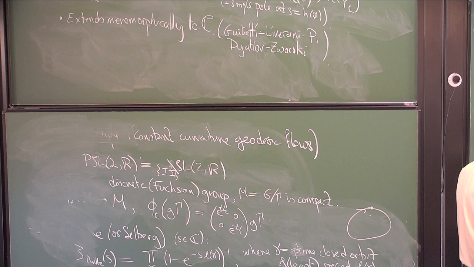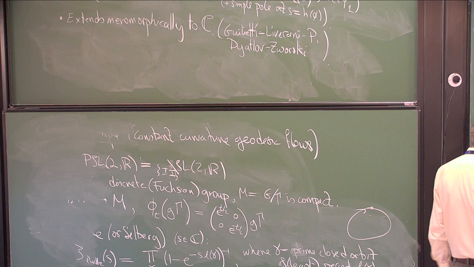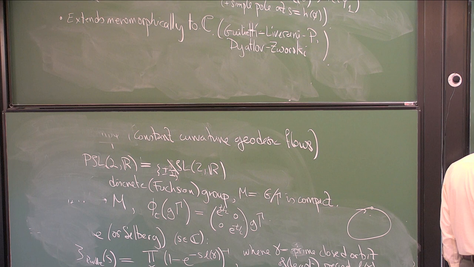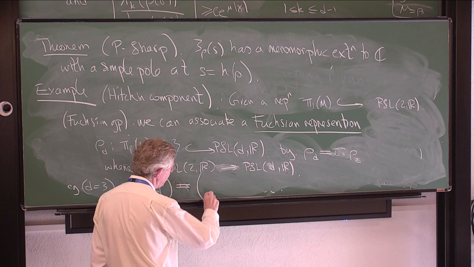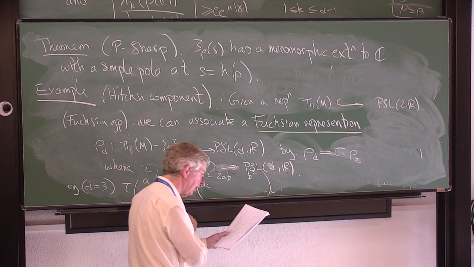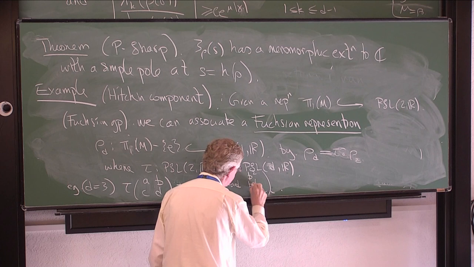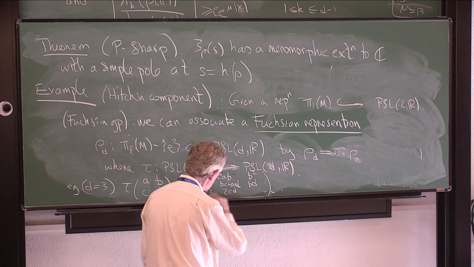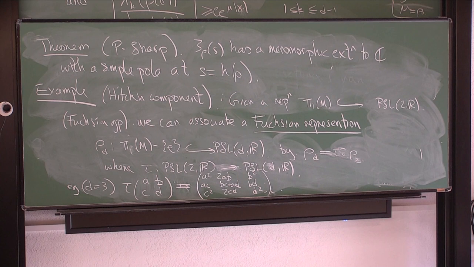And this map tau is just going to be a standard representation. The easiest one is if you take d to be equal to 3, then tau of a matrix (A, B, C, D), if we take the plus or minus 1, will just be a 3 by 3 matrix whose entries are A squared, 2AB, B squared, then AC, BC plus AD, BD, and then C squared, 2CD, and D squared. And these just come from looking at homogeneous polynomials, basically. But this is the simplest one. I like simplicity, and so that's what it is.